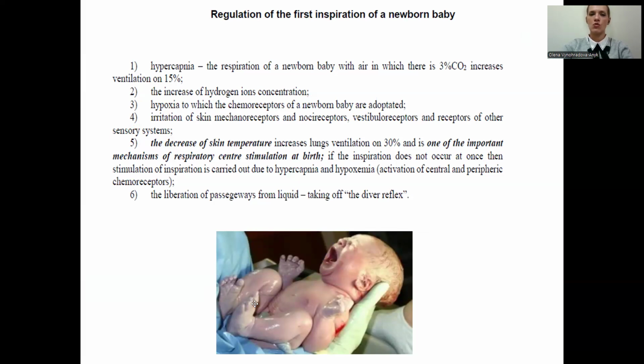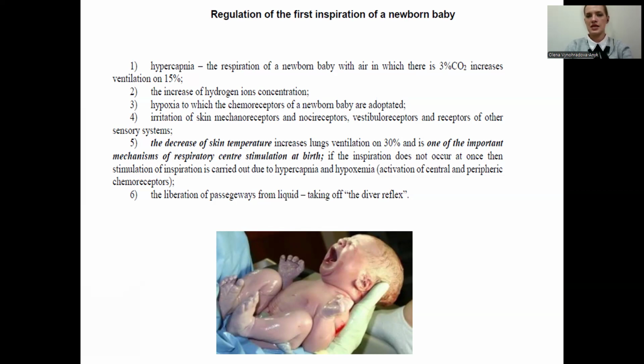And one more important question, what should you know? This is the regulation of the first inspiration of a newborn baby. When a baby is born after labor, what happens? First of all, of course, its lungs don't work. That's why for starting this first inspiration, some combination of processes should happen. First of all, this is hypercapnia.